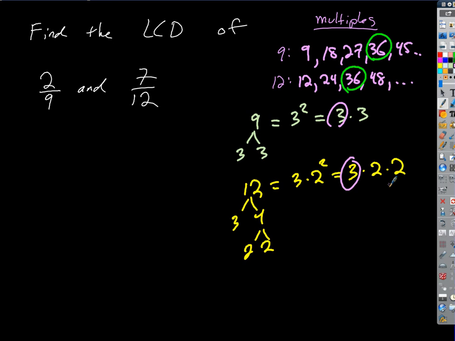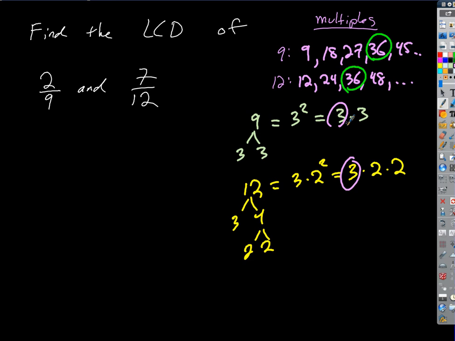But how many factors of 3 am I going to need in my least common denominator, if this denominator needs 2 of them and this one needs 1 of them? 3? No, I don't need 3. 1? 2? I just need 2, right? You see why? So in my least common denominator I only need 2 factors of 3, because that's more than enough for the denominator 12, and it's just enough for 9, right?